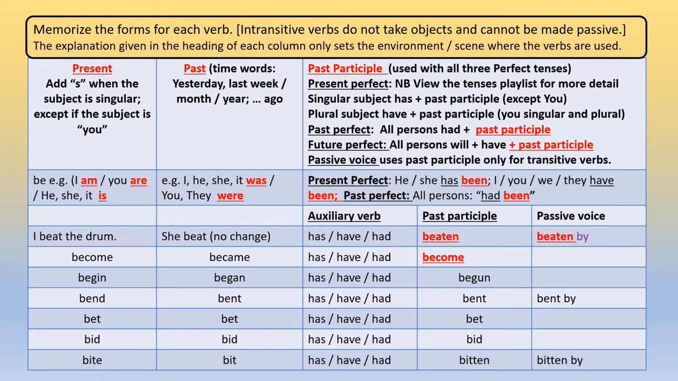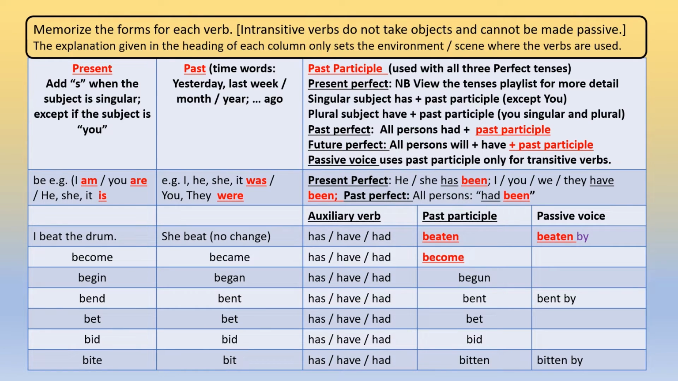Memorize the forms for each verb. Intransitive verbs do not take objects and cannot be made passive. The explanation given in the heading of each column only sets the environment or the scene where the verbs are used. Present tense: add s where and when the subject is singular, except if the subject is you. Past tense: we have time words: yesterday, last week, last month, last year, or ago, as in a day ago, a week ago, hours ago.